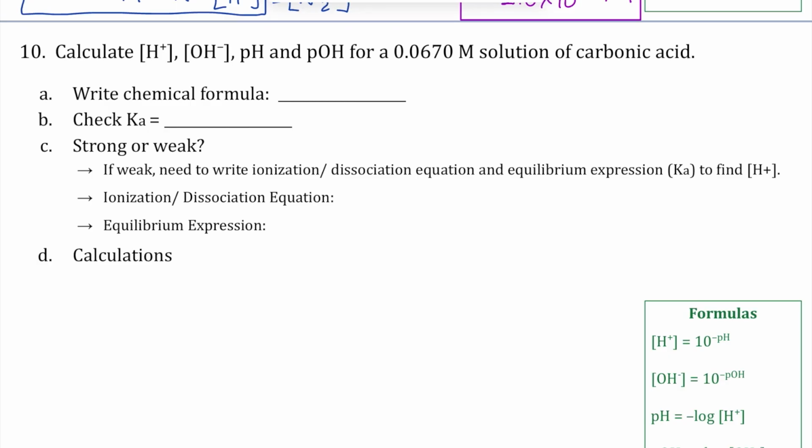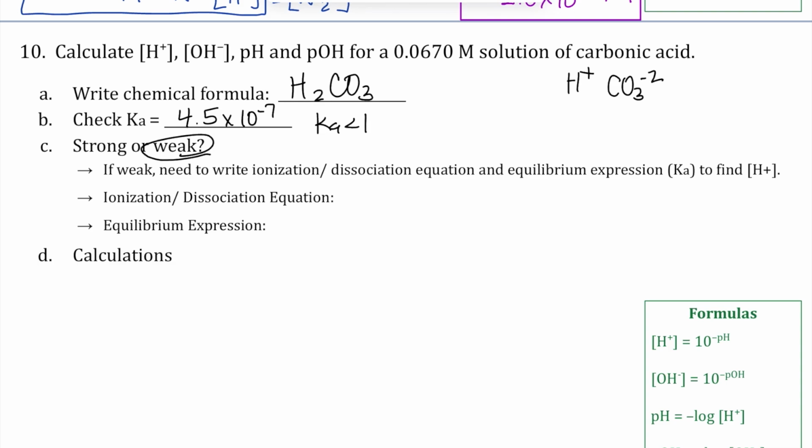All right, so now we are looking at a 0.0670 molar solution of carbonic acid. And again, this is an acid looking at carbonic, so that would be carbonate, which is CO3 with a -2 charge. It's an acid, so it's pairing with a hydrogen. So we're going to have H2CO3. Going and checking our Ka values, I see that my Ka value is 4.5 times 10 to the negative 7 from my formula sheet. That is less than 1, which means that this is weak.